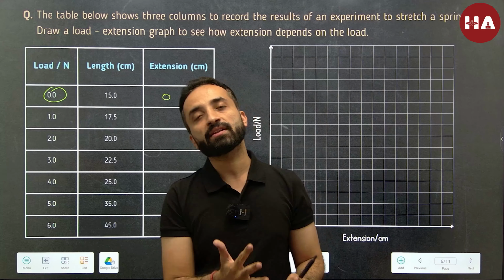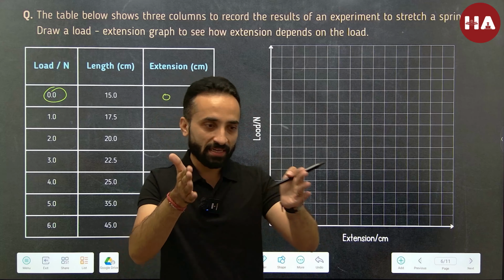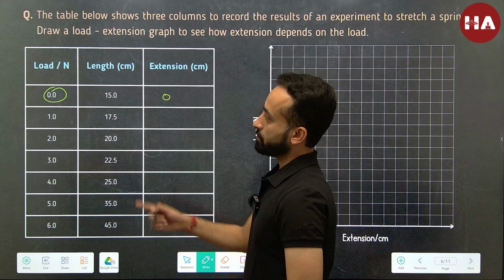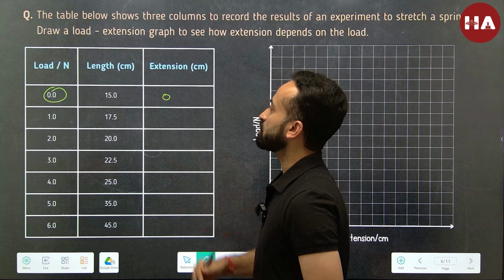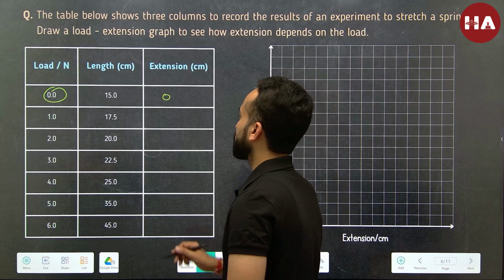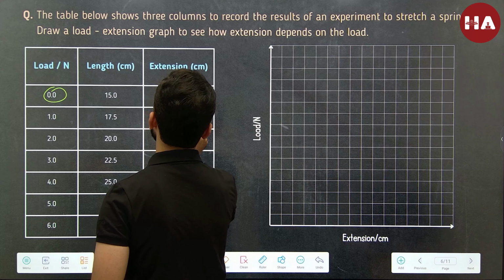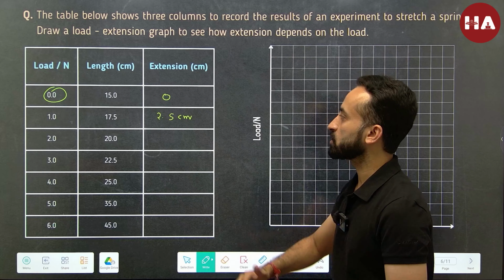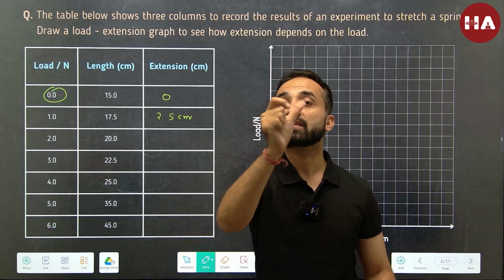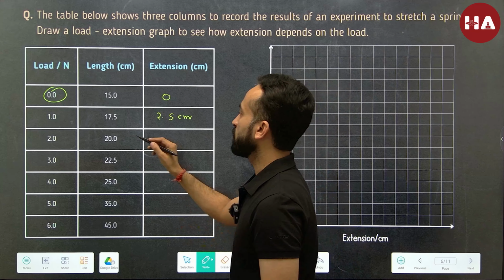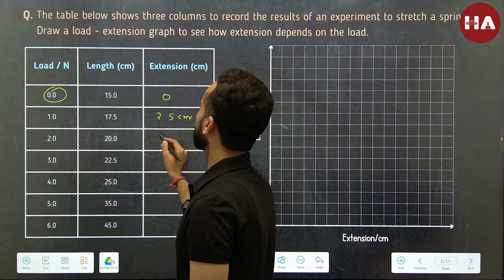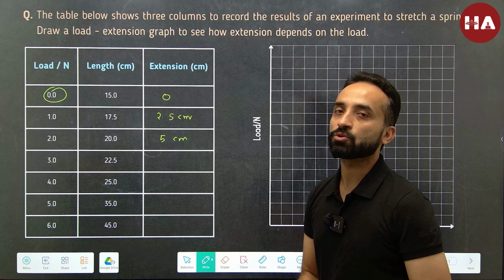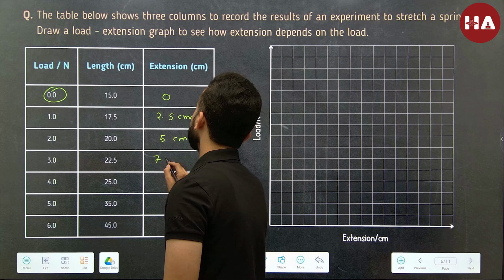Whenever I say natural length, it is basically the length it would acquire when there is no force being applied. Now we apply a force of 1 Newton and the length becomes 17.5. So can we say that the extension is 2.5 centimeter? Of course yes, because it's not 17.5, it is the increase in length, and that is going to be 2.5. Similarly for this, it's going to be 5 centimeter. Why 5? Because now the length has become 20 and initially it was 15, and therefore the extension is only 5. Similarly, this is 7.5.